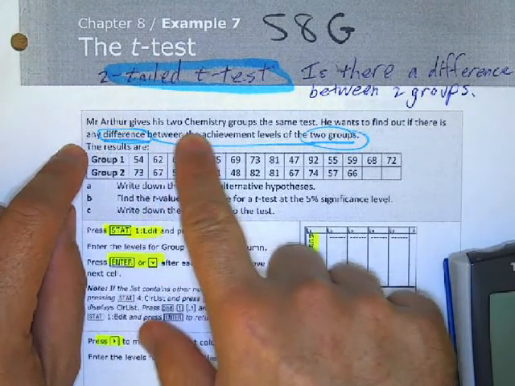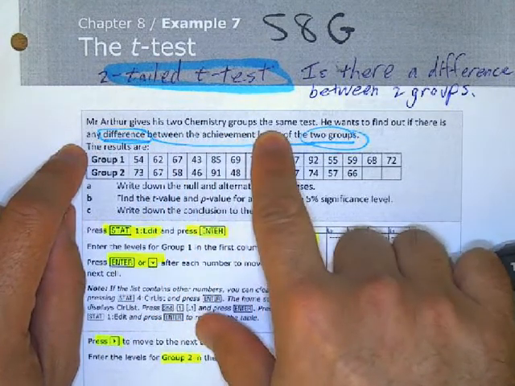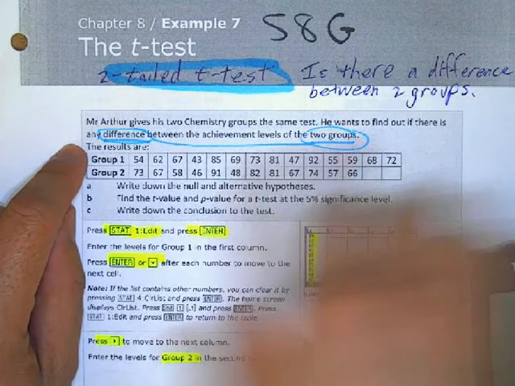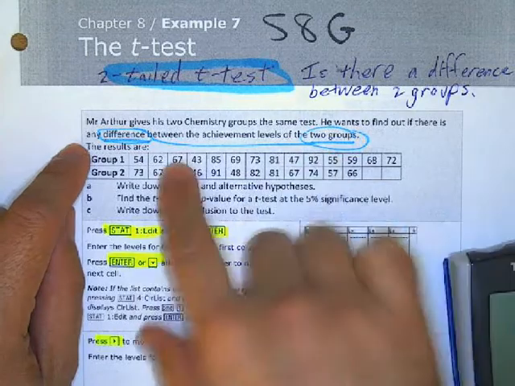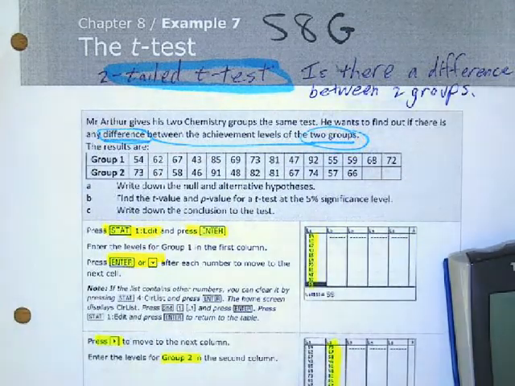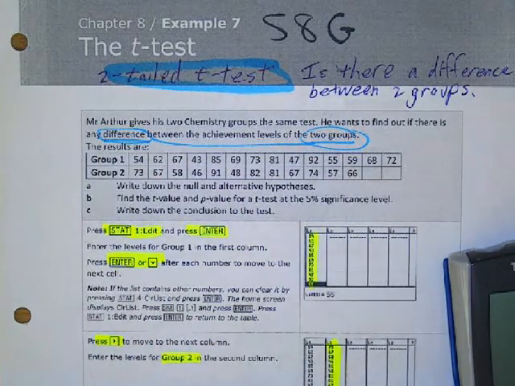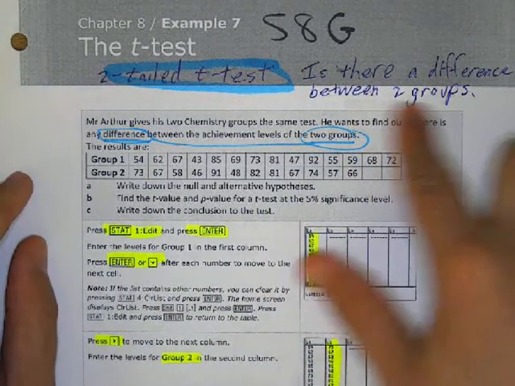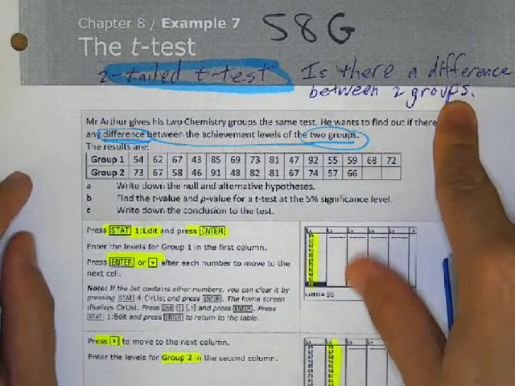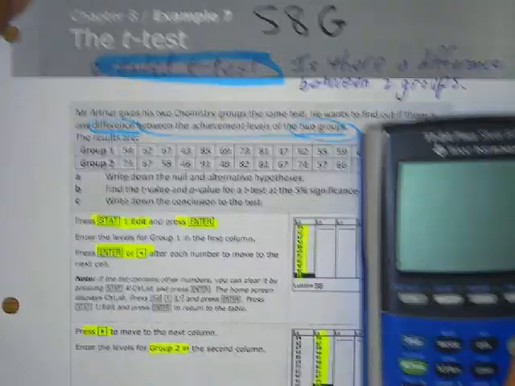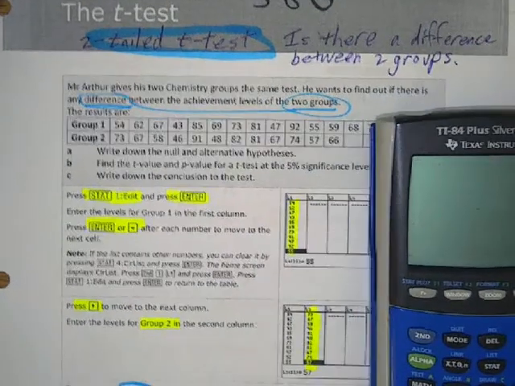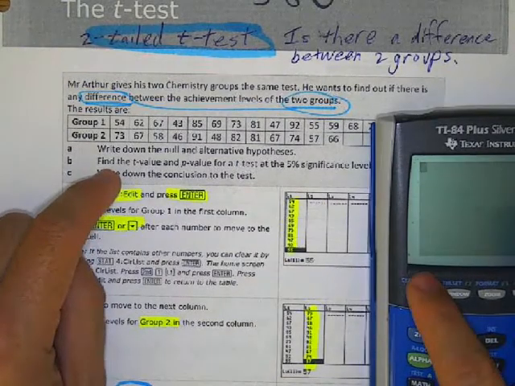MacArthur gives his two chemistry tests. He wants to see if there's a difference between the two groups. Okay, that's all it says. He didn't say whether he cares which one is greater or not. So if we just want to know if there's a difference only, and that's all we care about, then we do the two-tailed test.